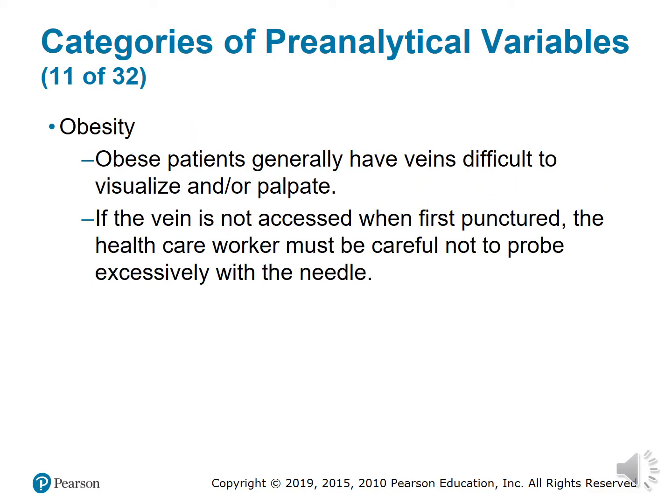elevated level. Obesity is another pre-analytical variable we can come across. A healthy body weight is based on body mass index, or BMI, and for adults, the average BMI is 20 to 25 kilograms per meter squared. Obese patients have a high BMI, and sometimes this can make finding a vein to draw very hard due to the high fat content that they have.